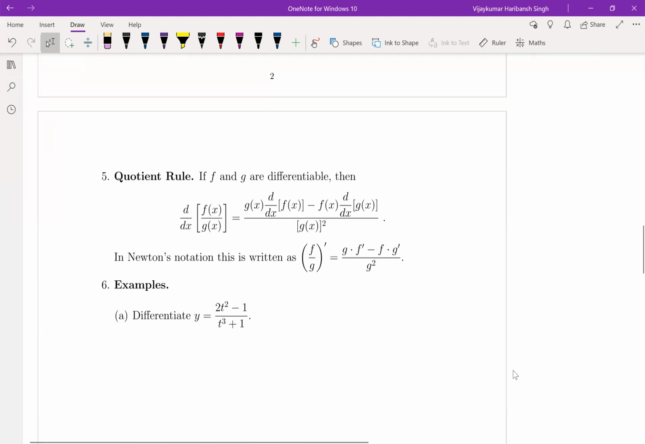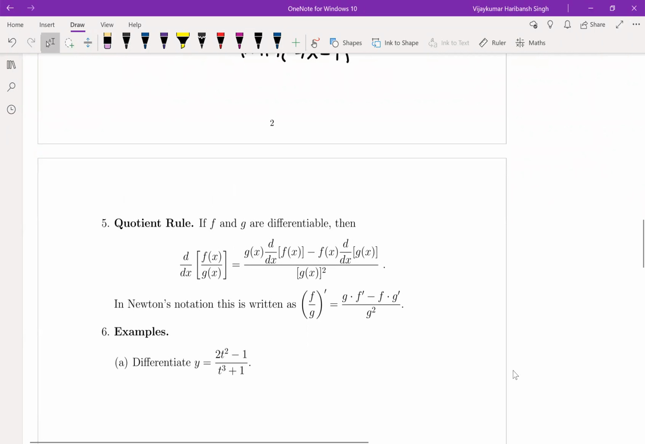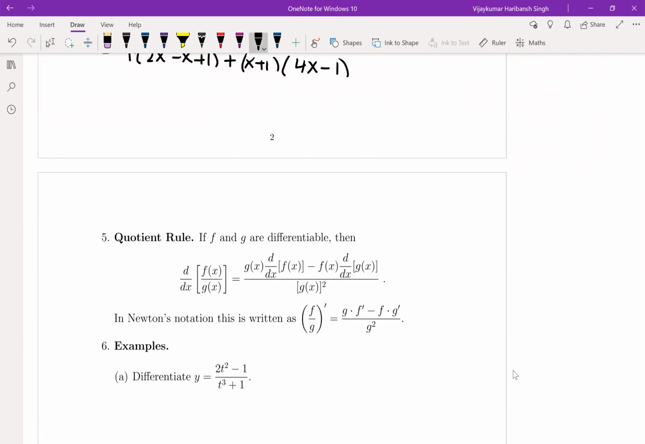Now the next rule we want to discuss is the quotient rule. So quotient rule, again, you can derive it using limit. So you can come to this formula by doing the same thing. Limit as h goes to 0, f of x plus h divided by g of x plus h, minus f of x divided by g of x, the whole divided by h. Yeah. And then you cross multiply.